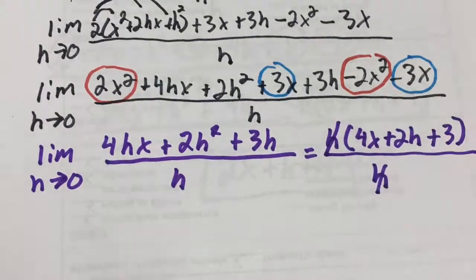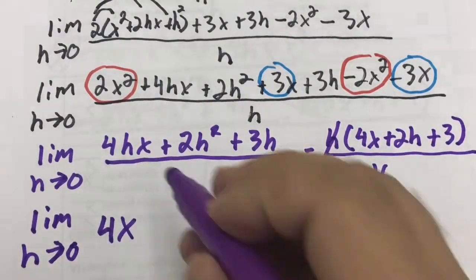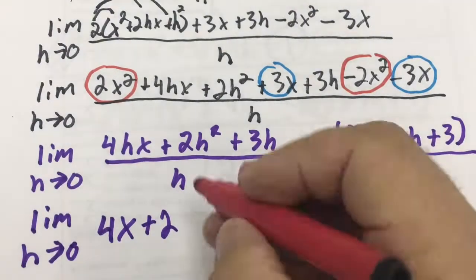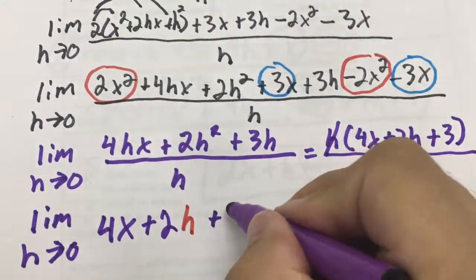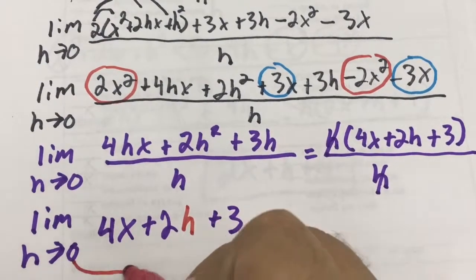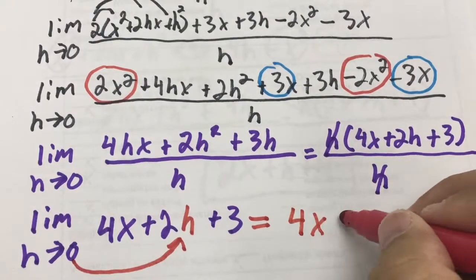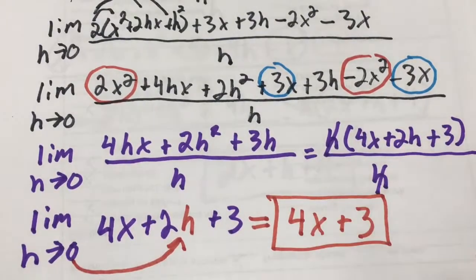Now the h's cancel out. And one more line, limit, as h goes to 0, of 4x plus 2h plus 3. Now the deal is, what do I let h equal? It says as h goes to 0, so I throw that 0 in for h. 2 times 0 is 0. So this is going to give me 4x plus 3 as my final answer using the difference quotient.